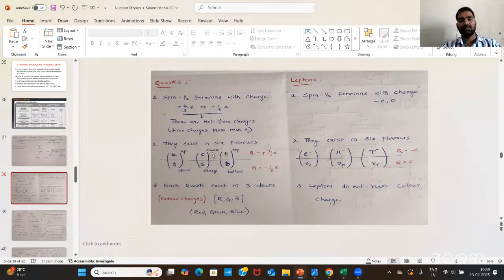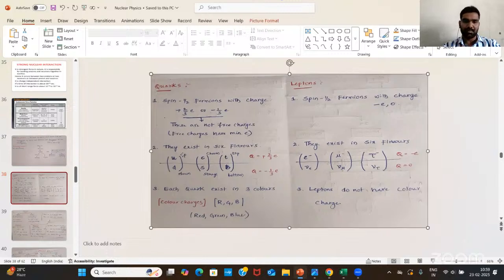Among these, up, charm, top, these three have the same charge, and down, strange, bottom, these three have the same charge. Up, charm, top have a charge of plus 2 by 3 e. Down, strange, bottom have a charge of q equals minus 1 by 3 e. These are the charges of these quarks.